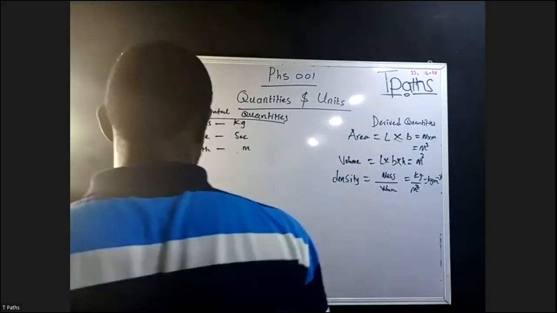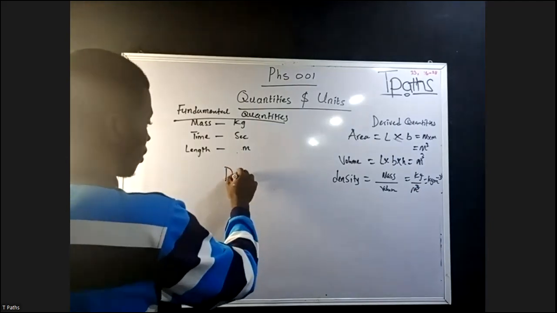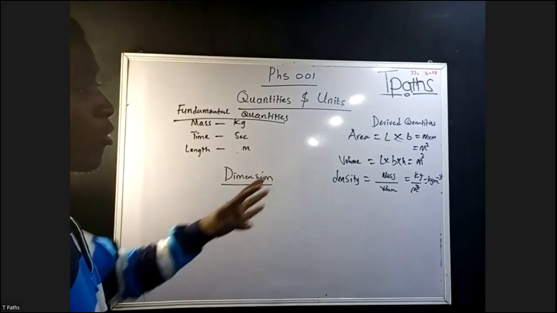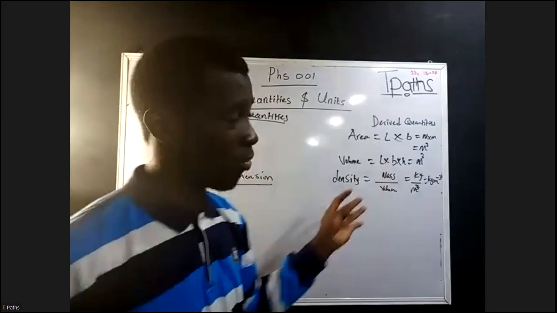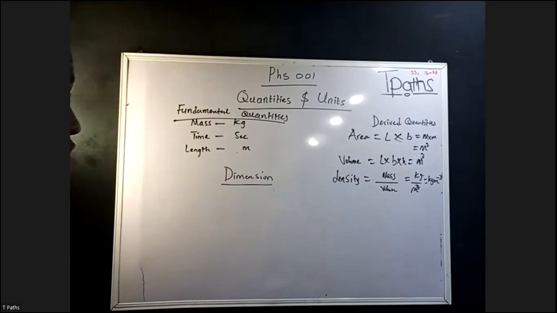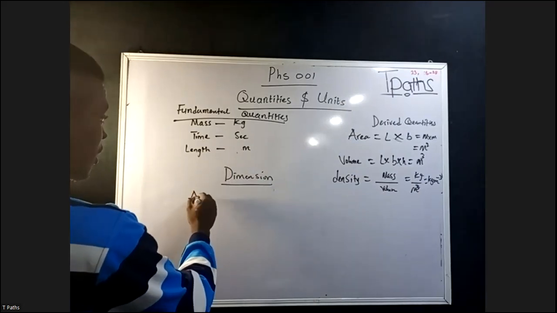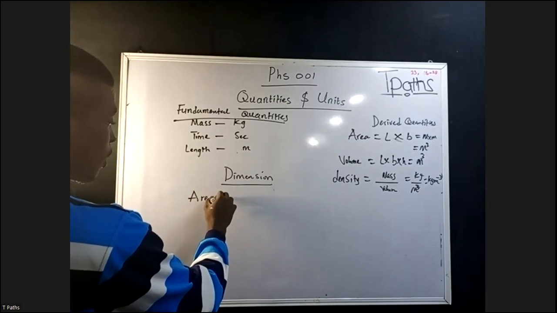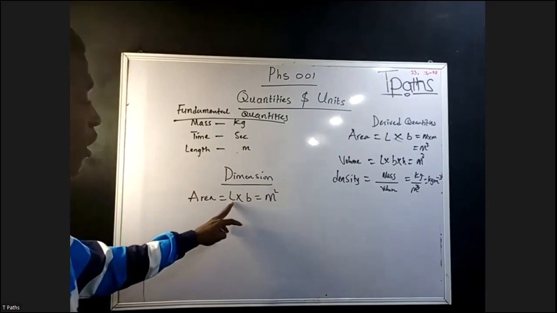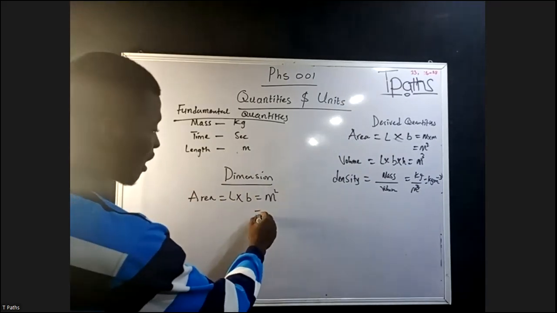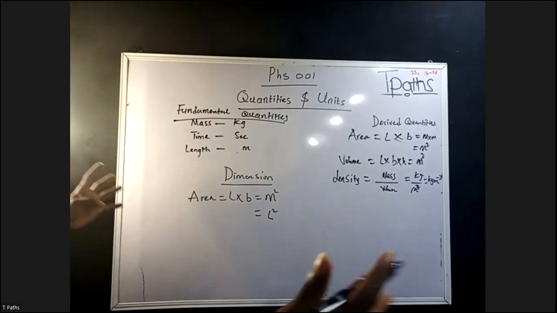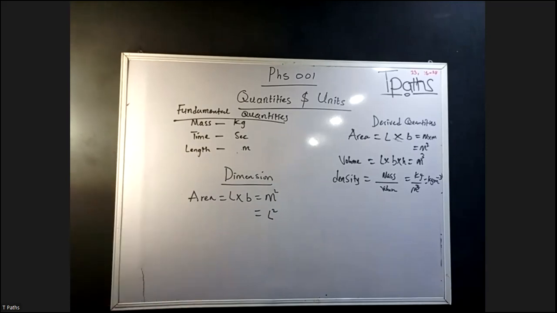So another important one I want to discuss is dimension. Dimension is a special way of rewriting the derived quantity. For example, if I want to write area in the form of a dimension, you know that area is what? Who can tell me what area is? Length times breadth, and that is meter square. So instead of writing meter square, we can write it as L square, because both length and breadth are measuring the length, the distance between two points.